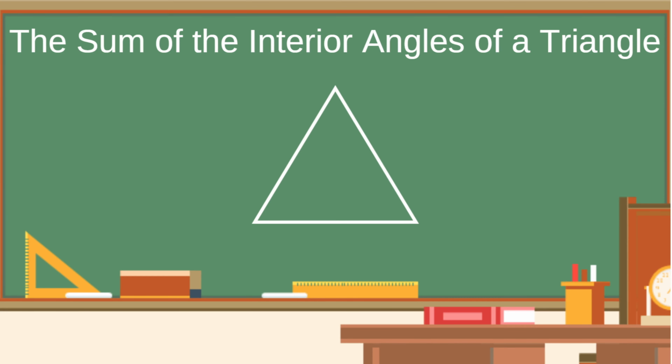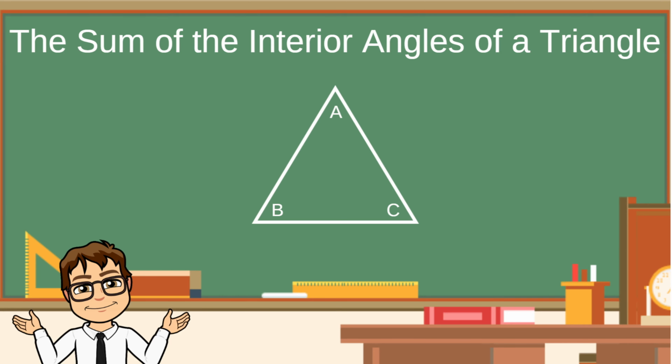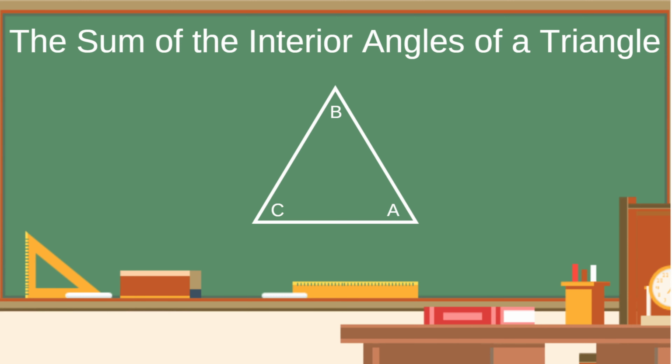You could call your three angles angle A, angle B, and angle C. It doesn't really matter what order the names of those angles are in, by the way. However, if you know what the angles are called, now we can build a quick little formula with them. Angle A plus angle B plus angle C should always equal 180 degrees.